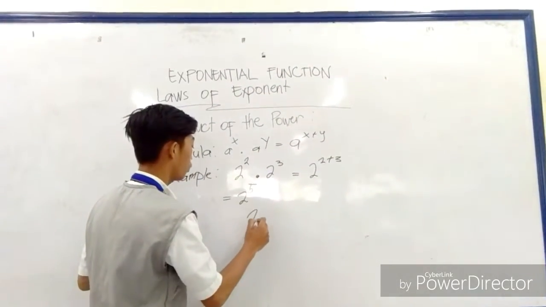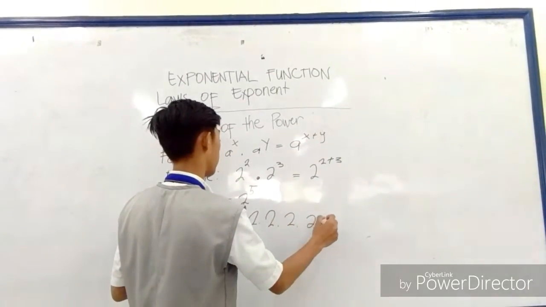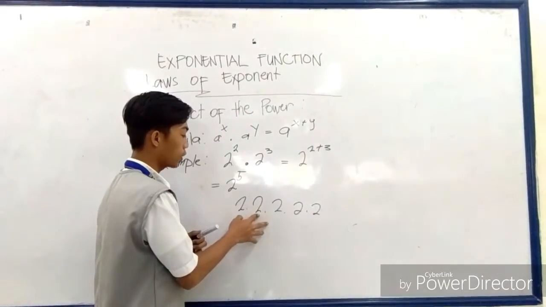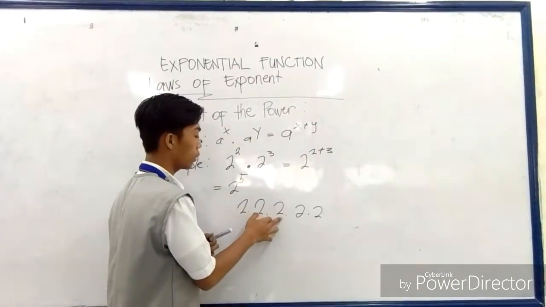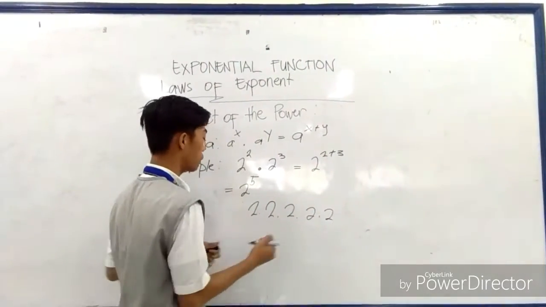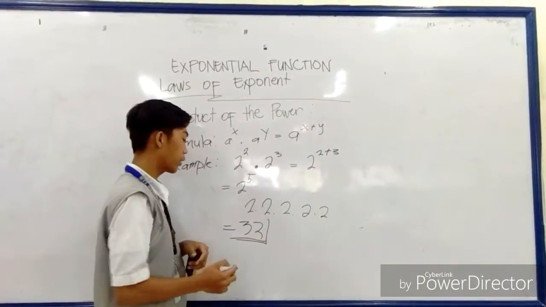Or 2 times 2 times 2 times 2 times 2. 2 times 2 is equal to 4, then times 2 is equal to 8, times 2 is equal to 16, then times 2 is equal to 32. Then the final answer is 32.